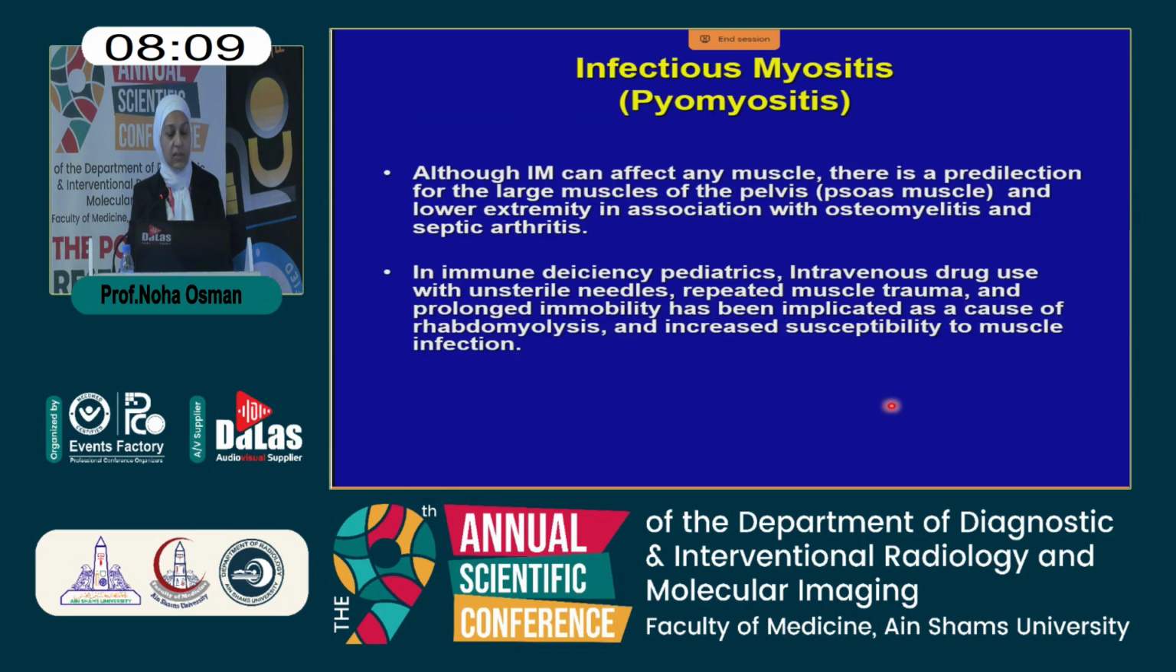Another entity is infectious myositis, formerly called pyomyositis. Infectious myositis can affect any muscle, and there is predilection for the large muscles of the pelvis, namely the psoas muscle, and the lower extremity, in association with osteomyelitis and septic arthritis. In immune deficiency patients, intravenous drug use with unsterile needles, repeated muscle trauma, and prolonged immobility have been implicated as a cause of rhabdomyolysis and increased susceptibility to muscle infection.